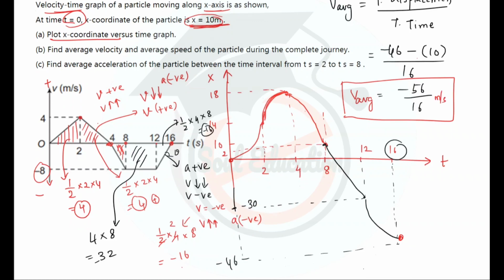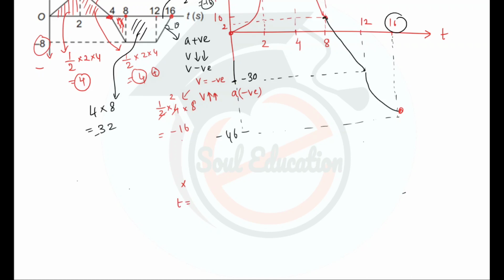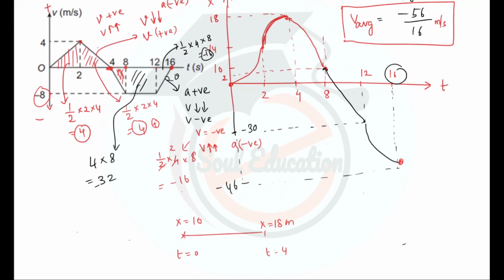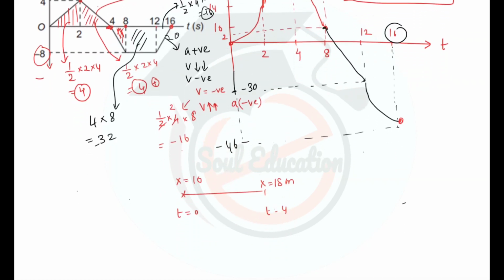Average speed கண்டுபிடிக்கிறது நம்ம எப்படின்னா, initial position when t is equal to 0, my position x is equal to 10. Later at t is equal to 4 seconds, my position is equal to 18 meter. இந்த ST graph பார்த்தாலே நமக்கு தெரியும். At t is equal to 4, motion direction change ஆகுது. When t is equal to 16, it is coming to minus 46.